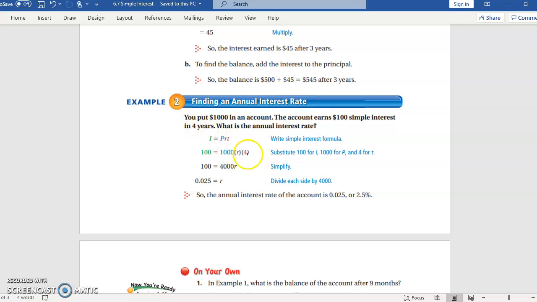So combine what you can on this right side of your equation. You can take your 4 times your 1,000 to get 4,000 R. So 100 equals 4,000 R, and then you want to divide both sides by 4,000 to get R by itself. So you get 0.025, and then when you convert that to a percent, remember you move your decimal point over 2 spots, so you get 2.5%.